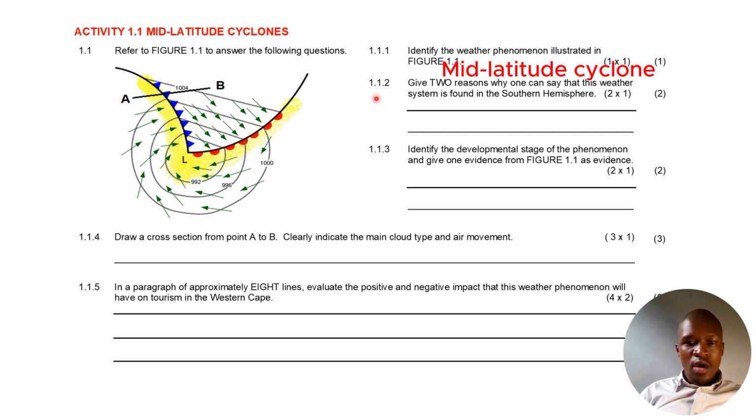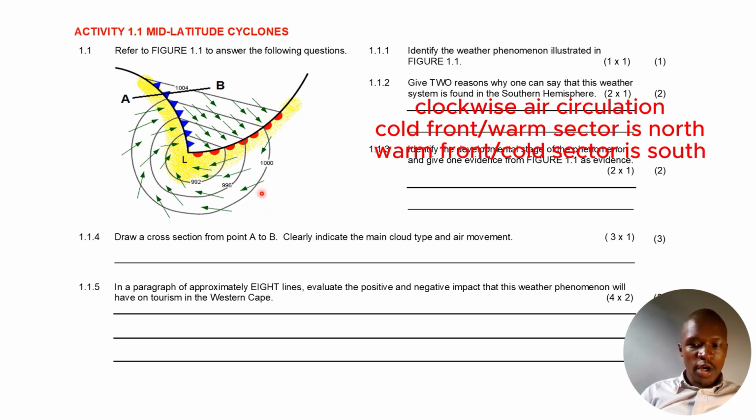Mid-latitude cyclone. 1.1.2: give two reasons why one can say that this weather system is found in the southern hemisphere, right? Two reasons. Number one, you should be looking at the air circulation. The air circulation of a mid-latitude cyclone is clockwise in the southern hemisphere. Look at these arrows. They are going according to the clock. Since it's clockwise, it is in the southern hemisphere.